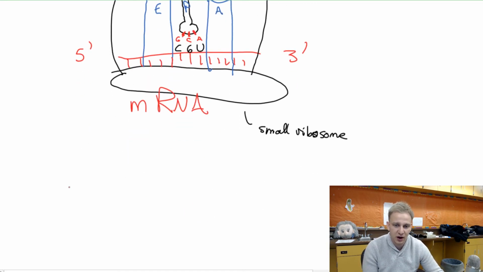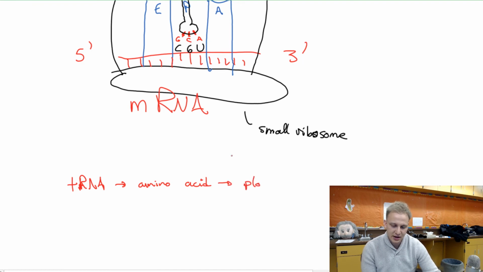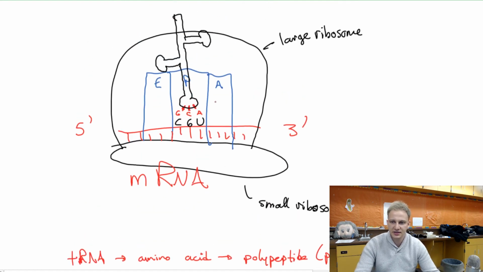So we go from the tRNA to amino acid, and then those will all get joined up to form something called a polypeptide, which is better known as a protein. And so let's say that we had this exact sequence here. As this reaction's happening, the next tRNA would get loaded up in the A section.